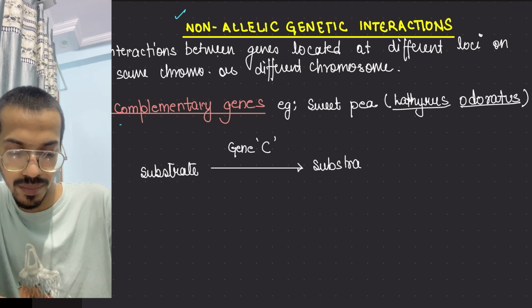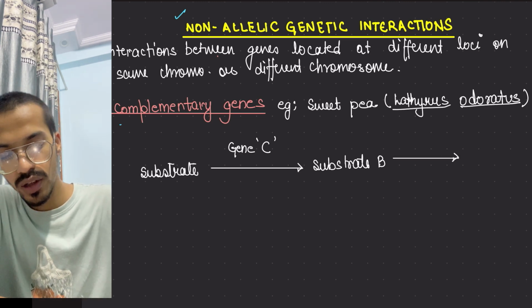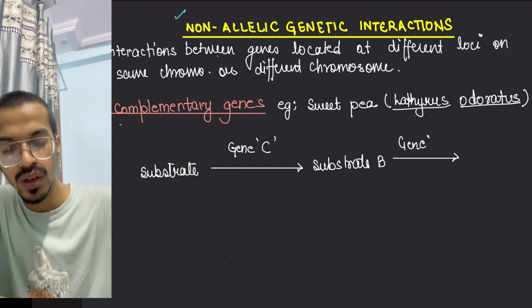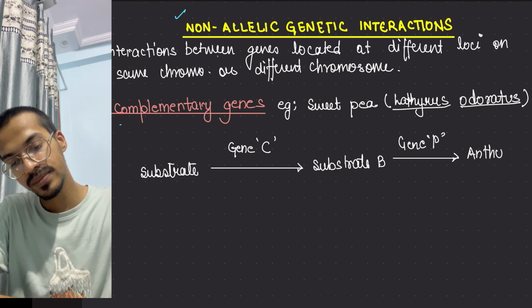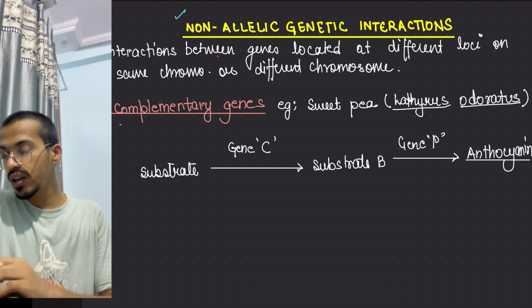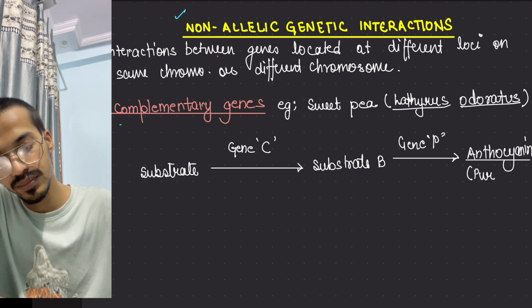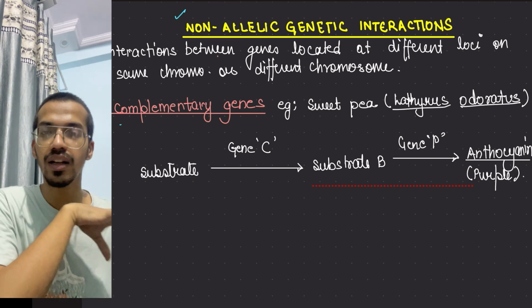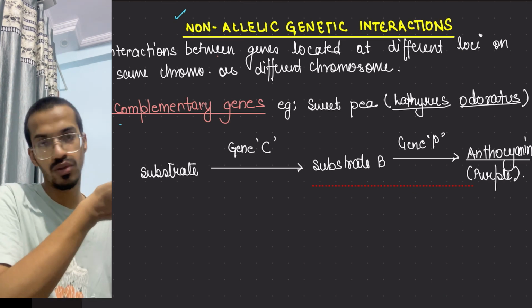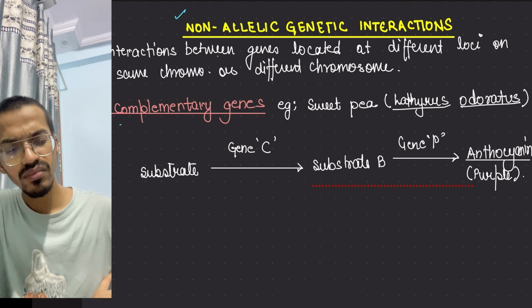On substrate B, gene P acts, which makes a compound that is anthocyanin, which is giving you your color. It means if only C is present, the color won't come. If only P is present, the color won't come. Both have to be present. Let's see how it will occur.